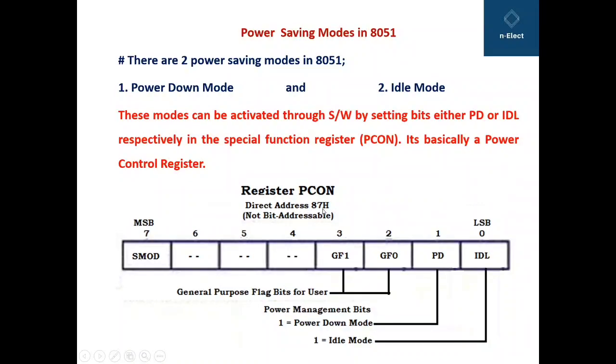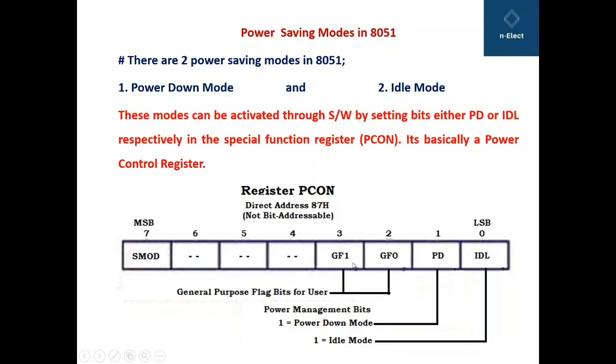Its direct address is 87H and it is not bit addressable. Means you cannot access a single bit. For accessing even a single bit, you will have to access the entire 8 bits. So that's why it is byte addressable, not bit addressable. Here you can see at bit position 1, the PD, that is power down mode bit, is there, and at the 0th position, IDL, that is idle bit, is there. Right, so from here the power down mode or idle mode can be activated.